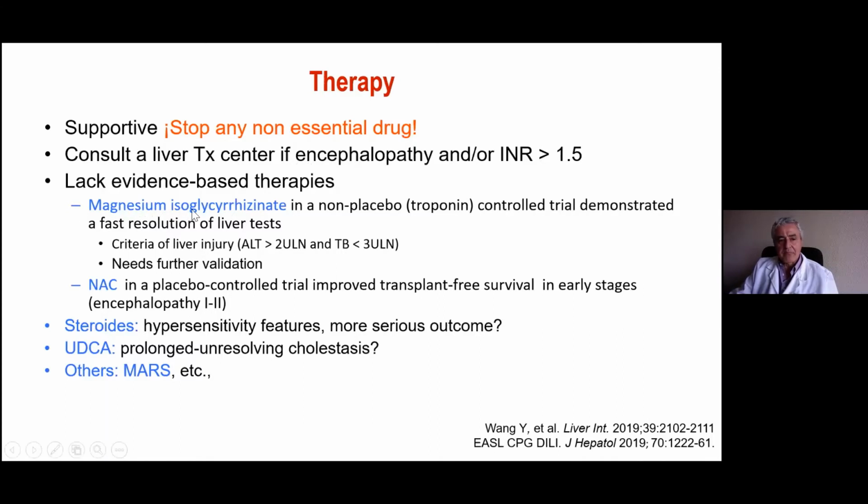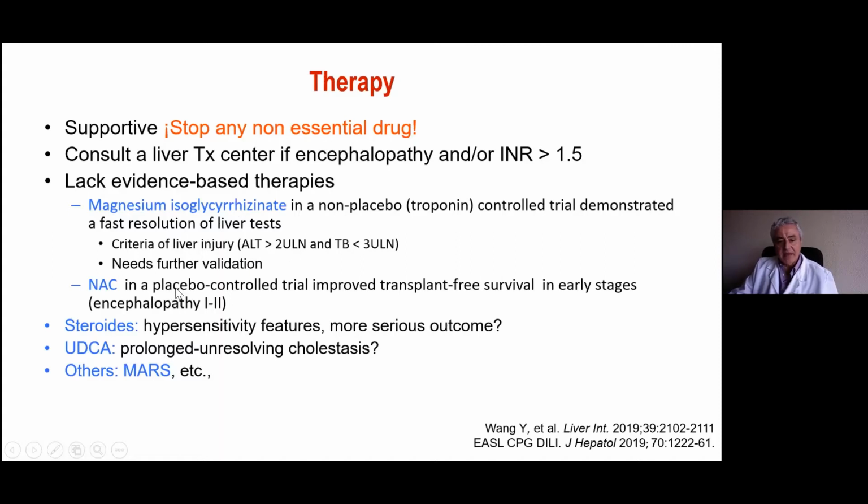Recent clinical trials conducted by the Jimmy Mao group evaluated the role of magnesium isoglycyrrhizinate, but this was a non-placebo controlled trial using tiopronin as a comparative drug. They included patients with mild or moderate liver damage, and in this group they observed a fast resolution of liver tests using this drug. So this is a promising result, but it needs further validation.